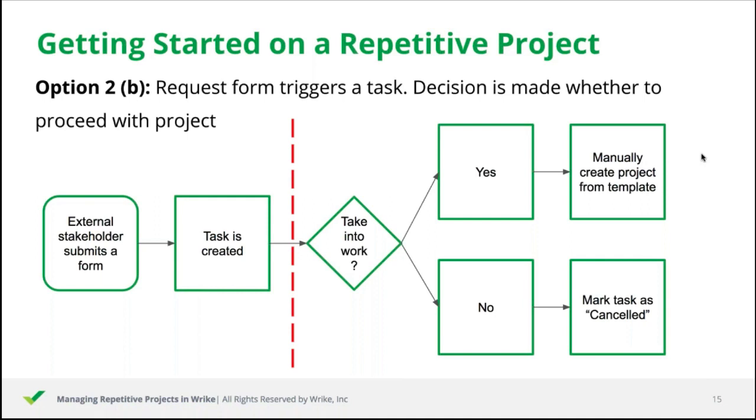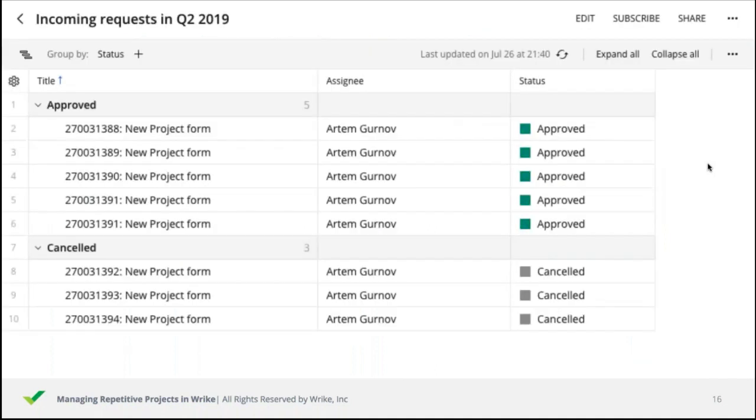Even though this approach may seem a bit complicated right now, one of the benefits of it would be that all the incoming requests would be stored in a single location. And at the end of the month or quarter or year, you would be able to build a simple task-based report to see which requests you have taken into work and which ones the team decided to decline.